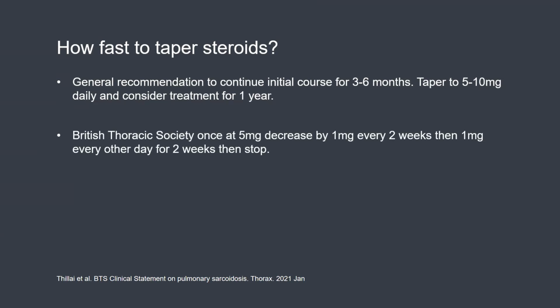And then, interesting, when we start saying, how do we get them off of steroids? This was an interesting take, the first time I had actually seen this in an article, from the British Thoracic Society. They said, once you're down to 5 milligrams, decrease by 1 milligram every 2 weeks, and then 1 milligram every other day for 2 weeks, and then stop. I have never done this, although I'm intrigued to try it.